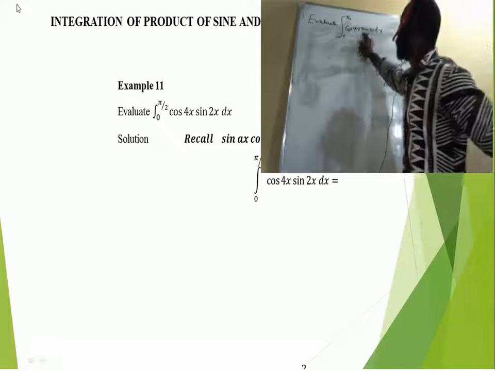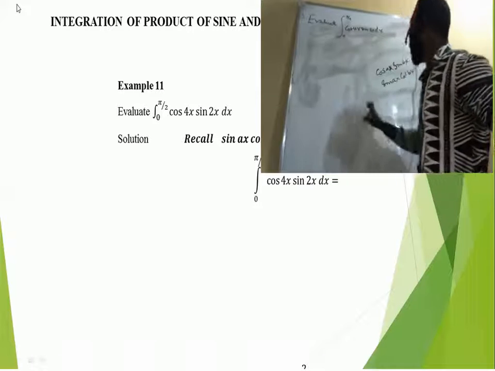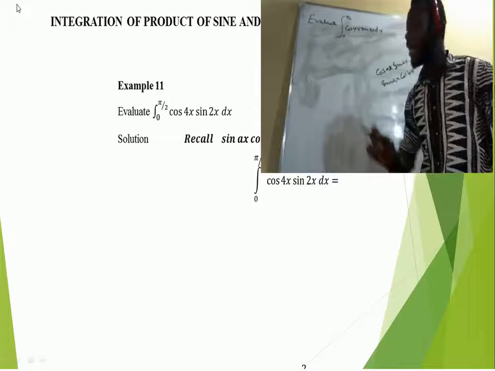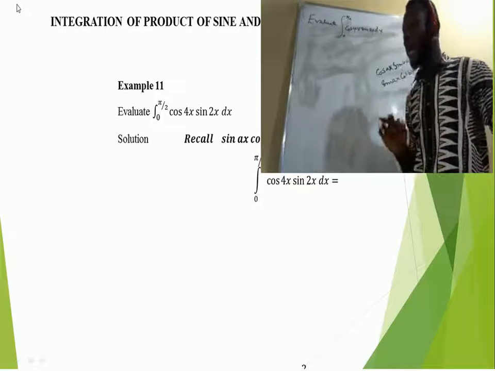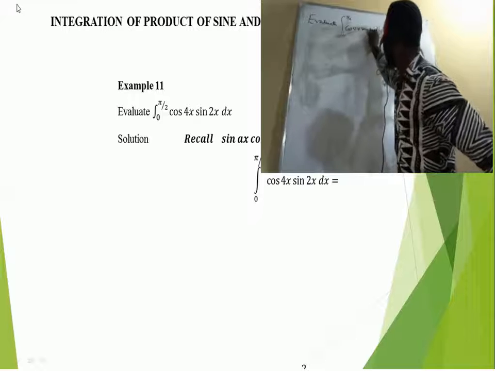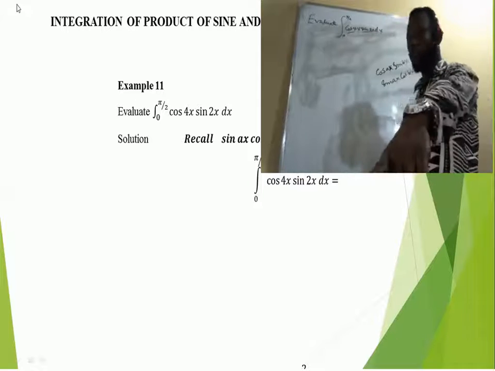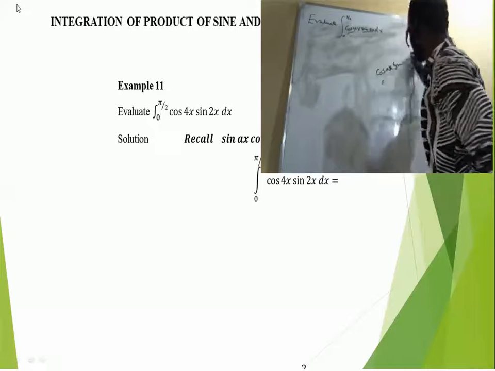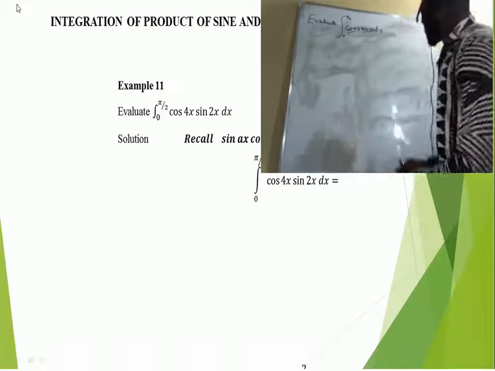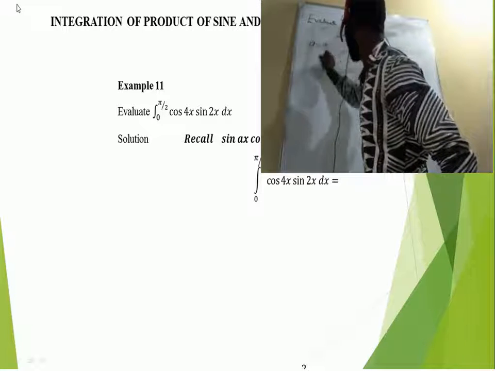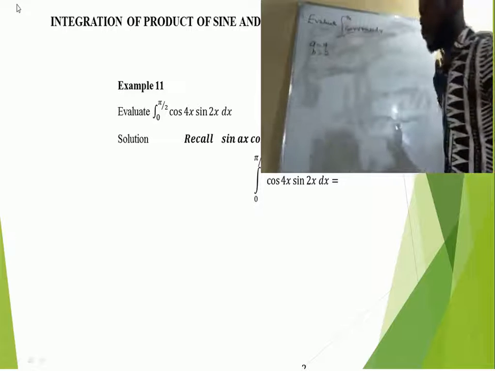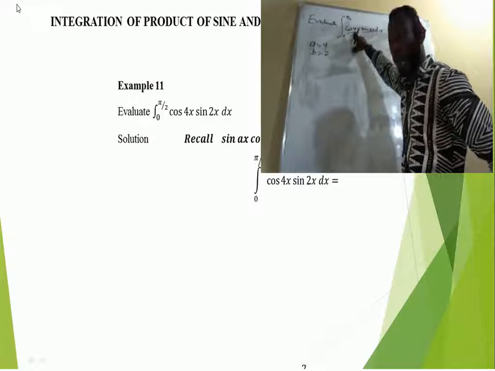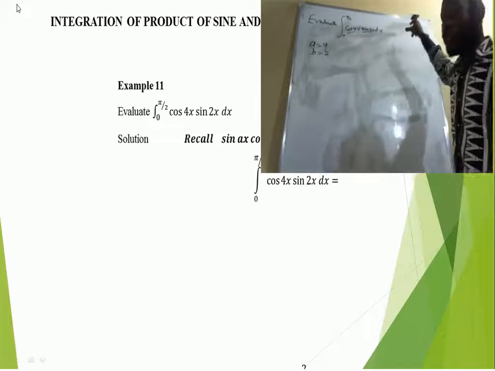So you don't need to look and say, oh, here cos is coming first, but what we have on the screen has sine coming first. No. As long as sine and cosine are multiplying each other, this is what you have to use on the screen. So in this aspect, we are going to substitute appropriately. Our A here is 4, then our B is 2, because the first coefficient of x should be our A, while the second coefficient will be our B.